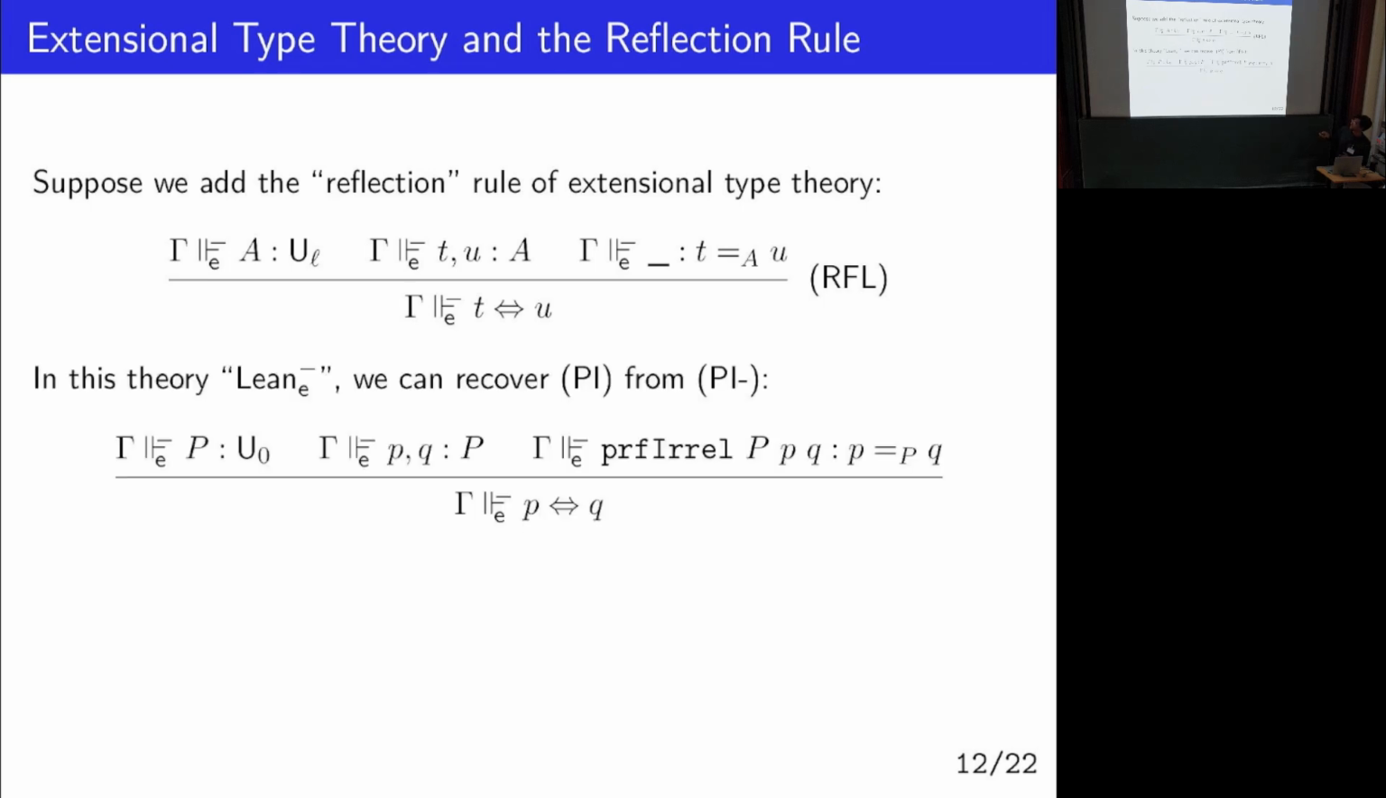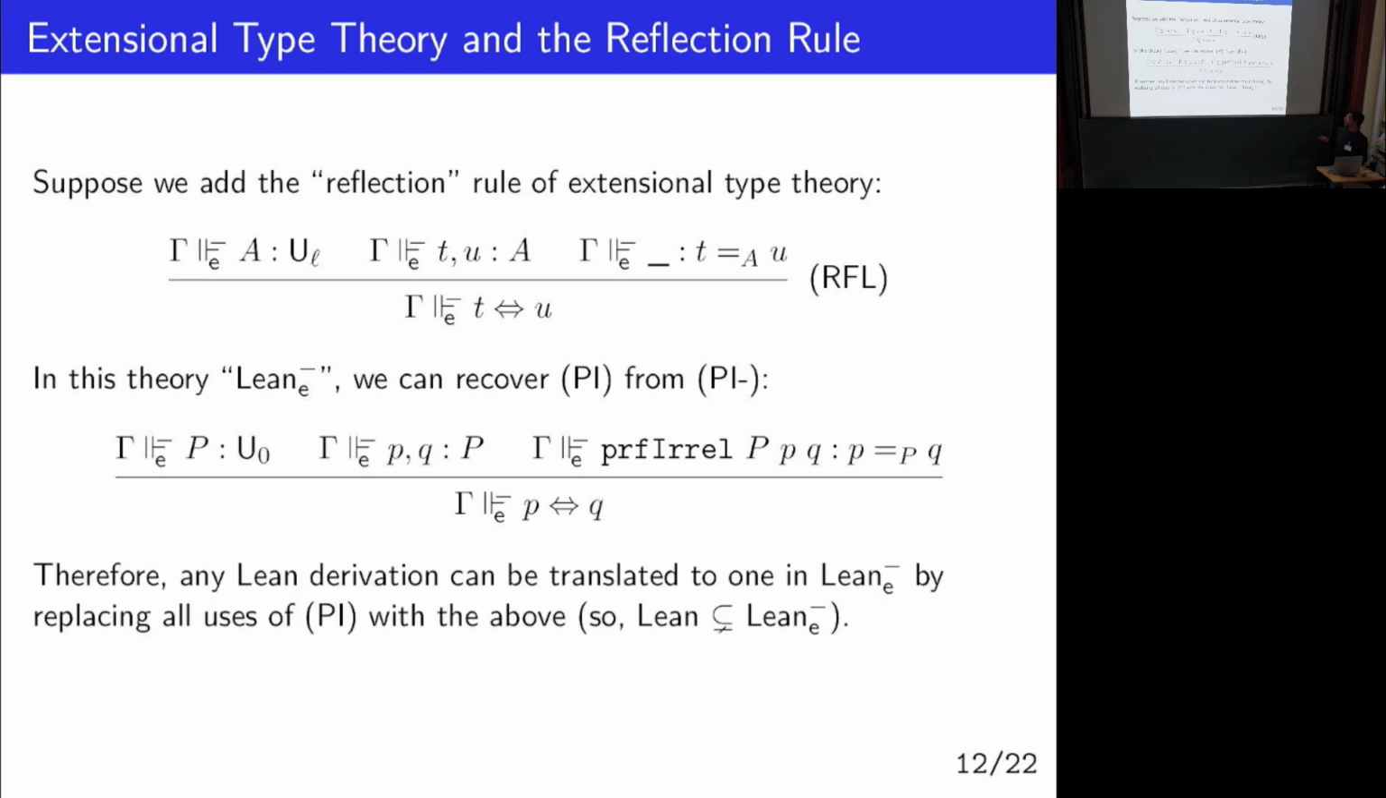So we can extend our Lean minus theory with this extensional rule, and now we can recover our proof relevance simply by plugging in our proof relevance axiom for this proof that we need of the propositional equality. Therefore, we know that any Lean typing derivation can be translated into one in Lean minus E by just replacing all our uses of proof relevance by this. So now Lean itself is actually a strict subset of this Lean minus with extensionality.